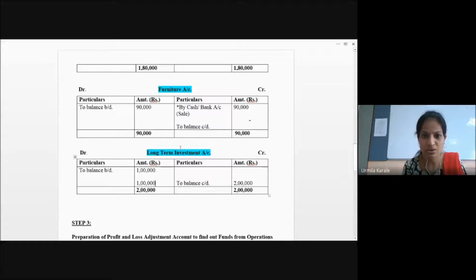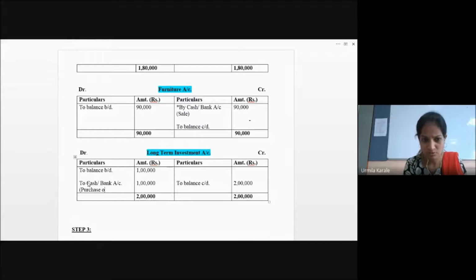What this may be when the long-term investment, this is an asset account. This comes in the business, then it will get debited. Means you are spending cash. So investment debit to cash or bank balance. What is this? Purchase of investment. This is how now we have balanced all this.